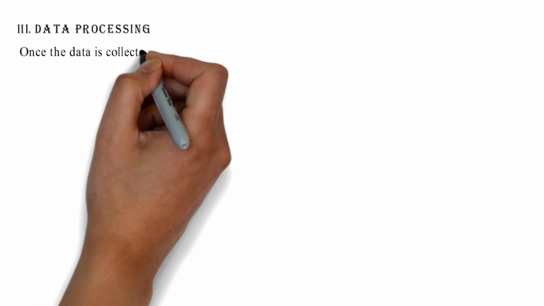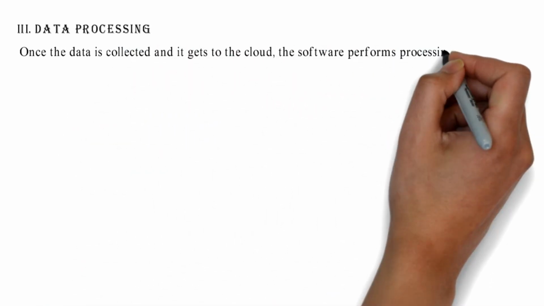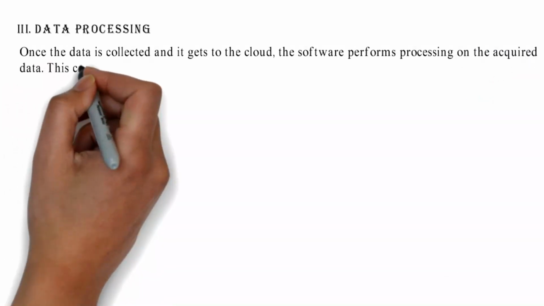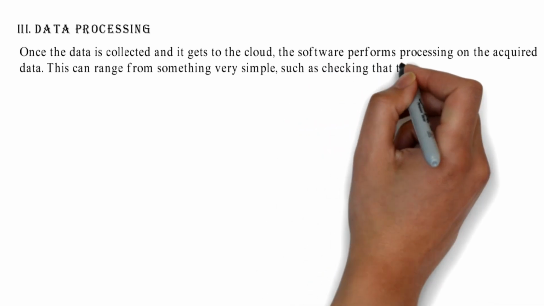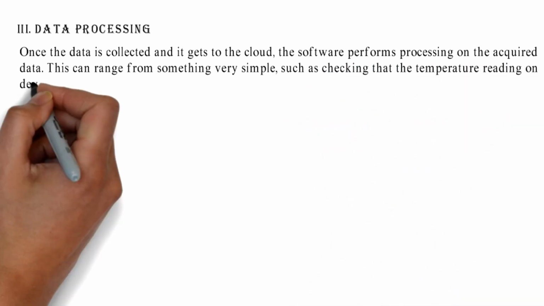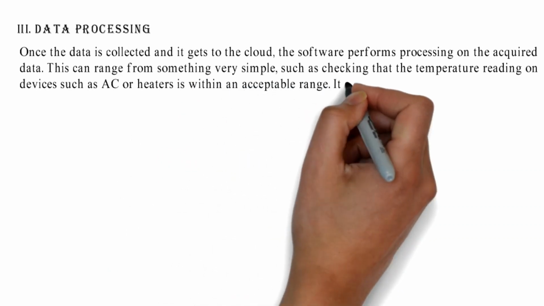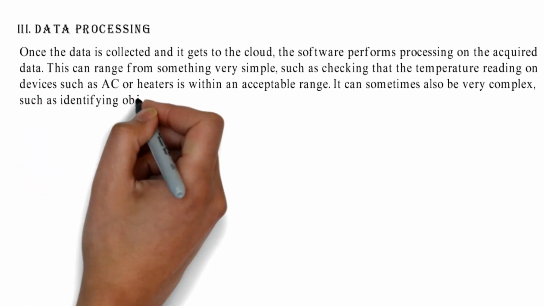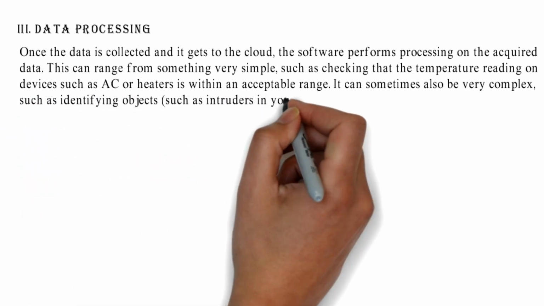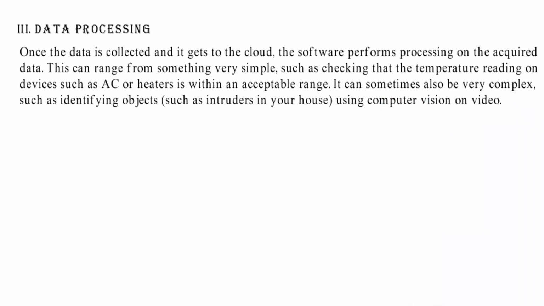Three. Data processing. Once the data is collected and it gets to the cloud, the software performs processing on the acquired data. This can range from something very simple, such as checking that the temperature reading on devices such as AC or heaters is within an acceptable range. It can sometimes also be very complex, such as identifying objects, such as intruders in your house, using computer vision on video.